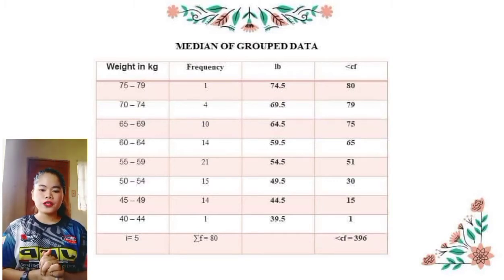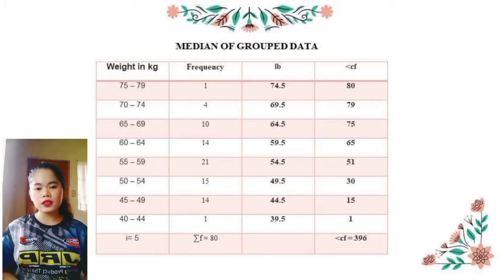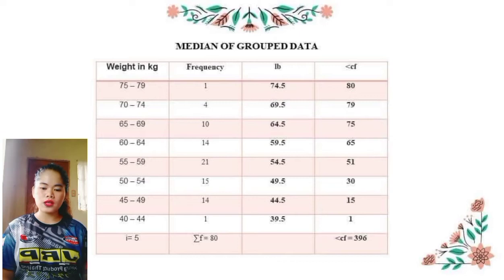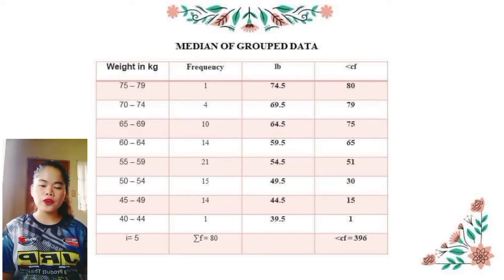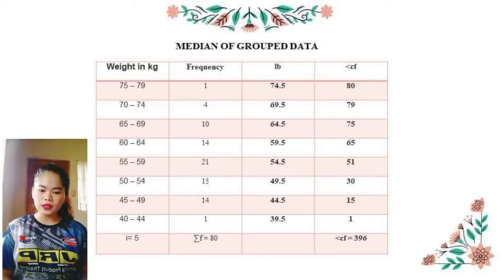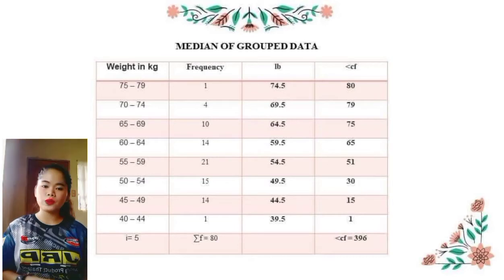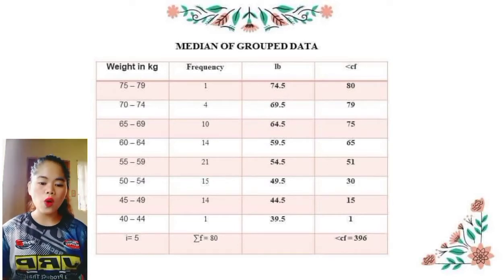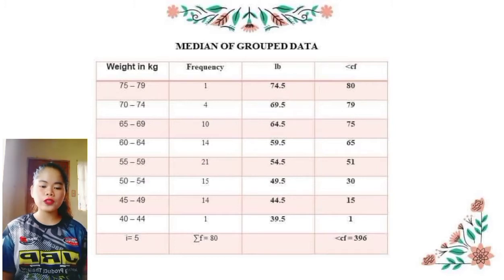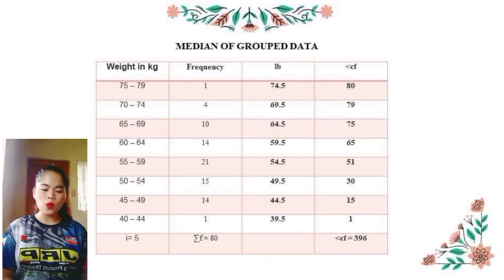So first is 75 to 79, 70 to 74, 65 to 69, 60 to 64, 55 to 59, 50 to 54, 45 to 49, and last is 40 to 44. So its interval is 5. And then let's move on to the frequency, which is 1, 4, 10, 14, 21, 15, 14, and lastly 1. The summation of frequency is 80.